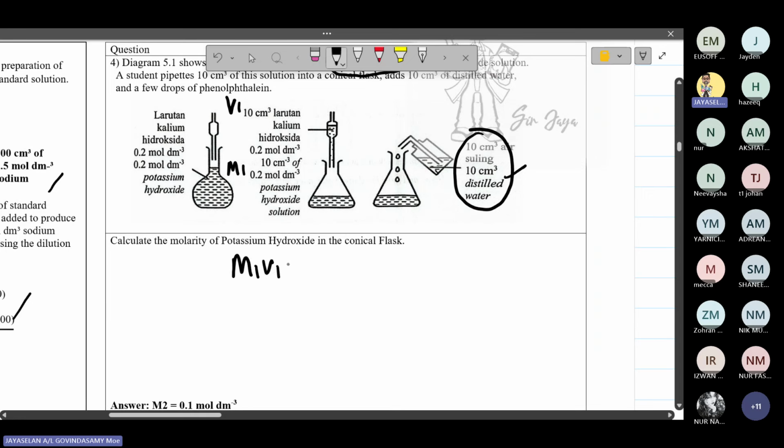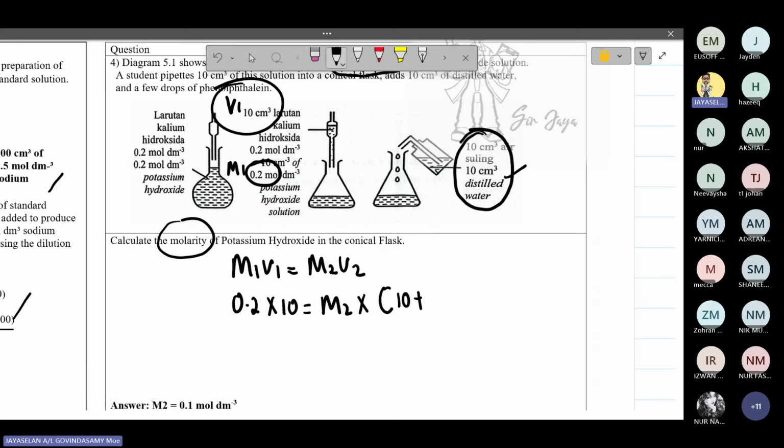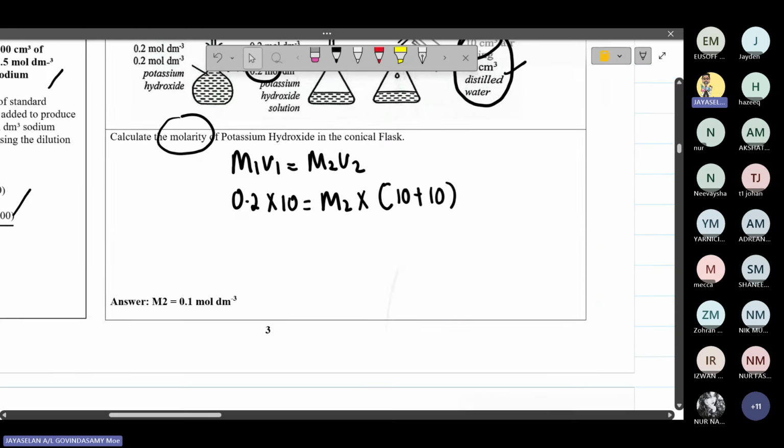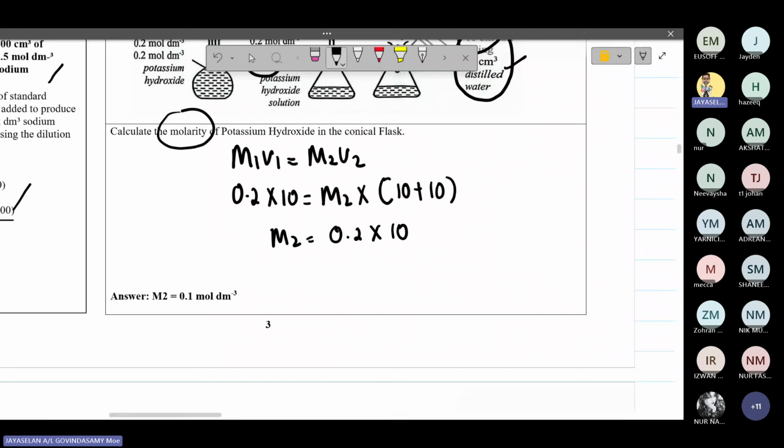First step, you put M1V1 equal as M2V2. The initial concentration is how much? 0.2. And the initial volume is how much? 10. Okay. M2, they ask you to find M2, molarity M2, don't know. Volume after add distilled water is how much? Initial 10, distilled water 10, total 20. Can understand? Very simple. So M2 is what? 0.2 times 10 divide with 20. Ini bawa ke sini lah, divide 20.